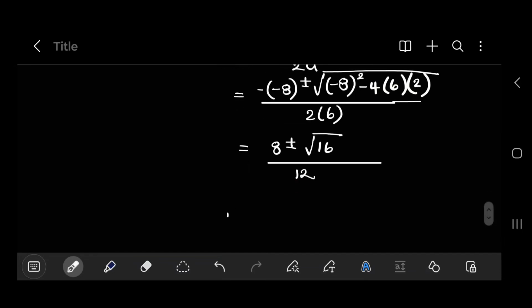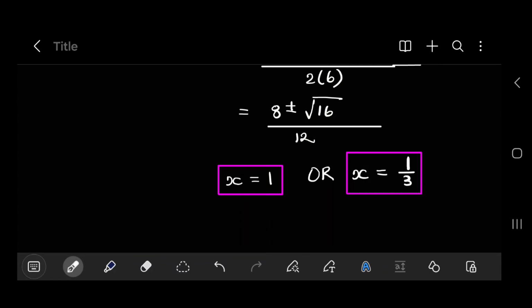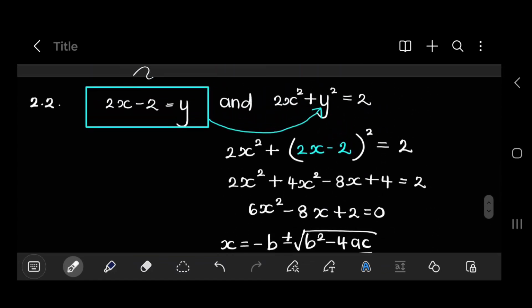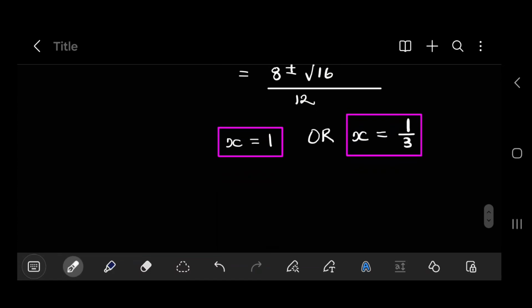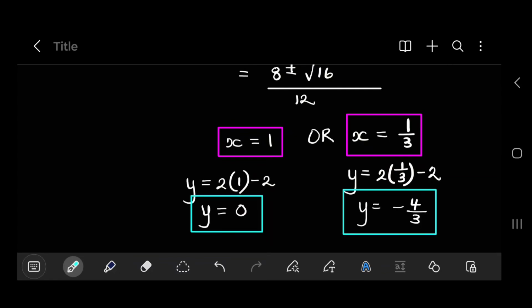Now let's first work with the plus. Using the plus, I get x is equal to 1. And then working with the negative square root, we get 1 over 3. So those are our two x values. But now that we know what x is, remember you still need to solve for y. So we're going to take those x values and substitute into the previous equation so that we can get y. That's going to be y is equal to 2x minus 2, so 2 times 1 minus 2. And here y is equal to 2 times 1 over 3 minus 2. That leaves us with y as 0 or y as negative 4 over 3.